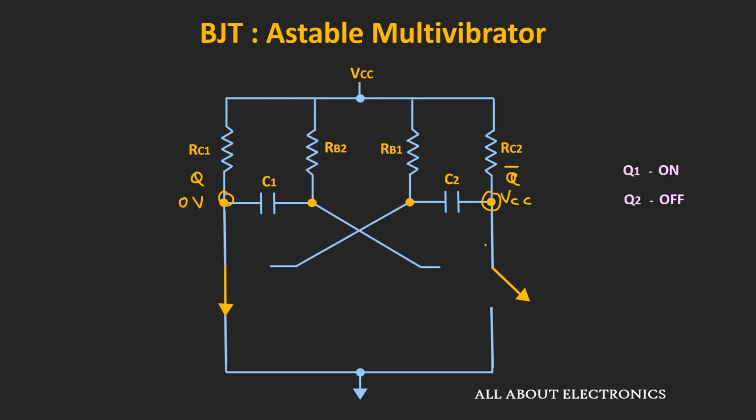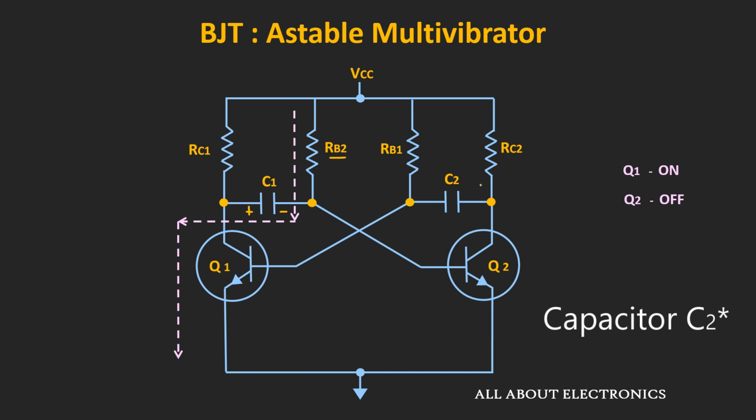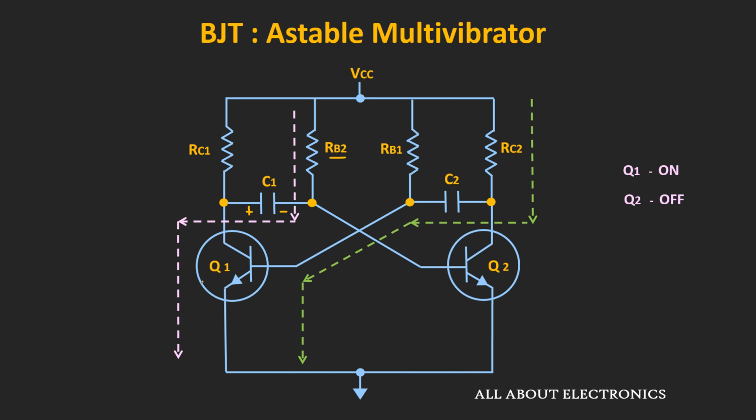Now let's see how the change in the state occurs, or how this output goes from the low voltage to the high voltage. Now in this state, this capacitor C1 reverse charges, or charges in the other direction, and it will charge through this resistor RB2. On the other end, this capacitor C1 will charge through this resistor RC2. Now if you notice over here, this transistor Q1 is in the on condition. So the base emitter junction of this transistor will be forward biased, and typically the voltage across it will be equal to 0.7 volt.